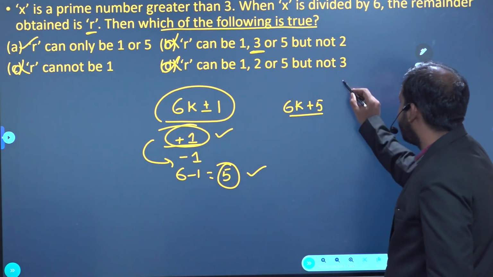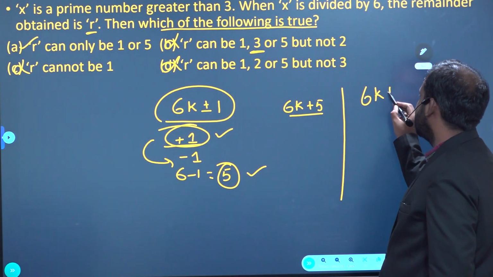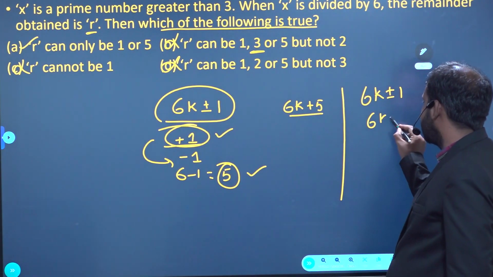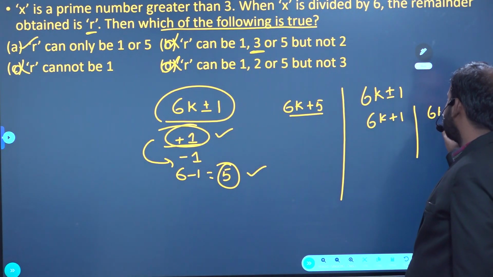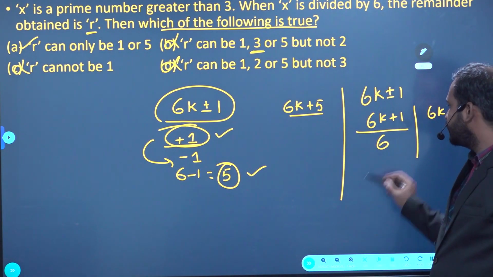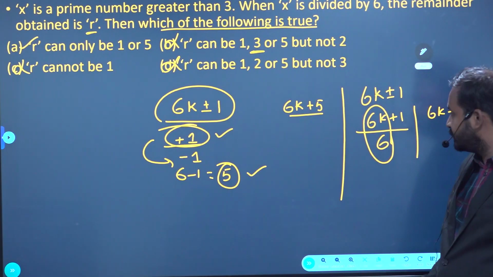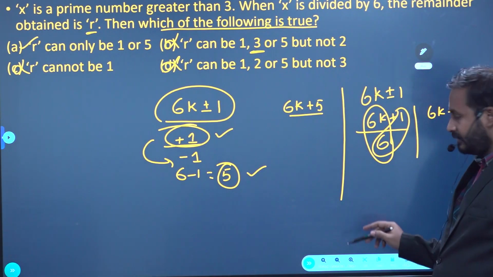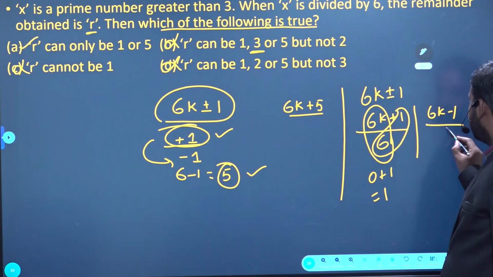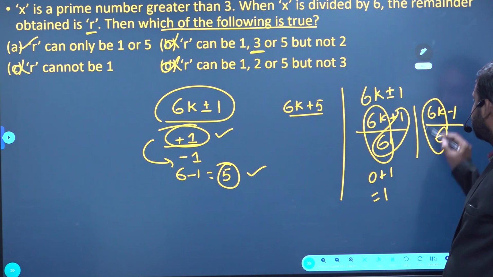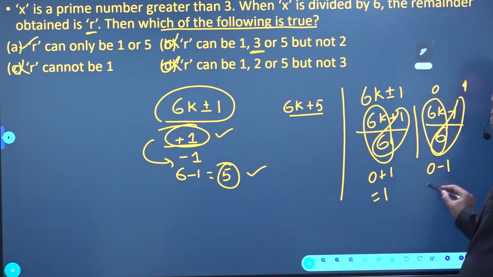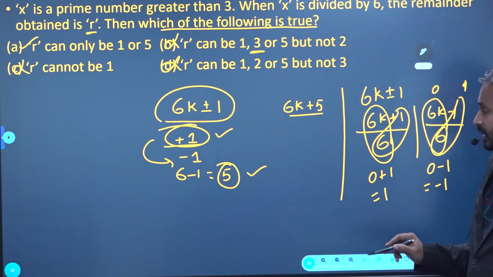Why? Because all the prime numbers we can write as 6k plus or minus 1. That means you can write it as either 6k plus 1 or 6k minus 1. Please observe here, students. What is the remainder when you divide it by 6? For 6k, the remainder will become 0. For this, the remainder will become 1. So 0 plus 1, what will be our answer? 1. Now 6k by 6, the remainder is 0. 1 by 6, the remainder is 1. So 0 minus 1, here you will get minus 1. But we will not write our answer as minus 1.